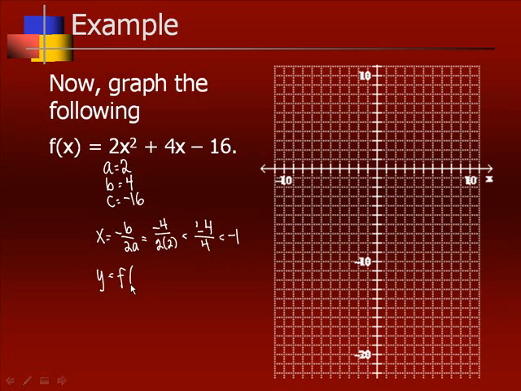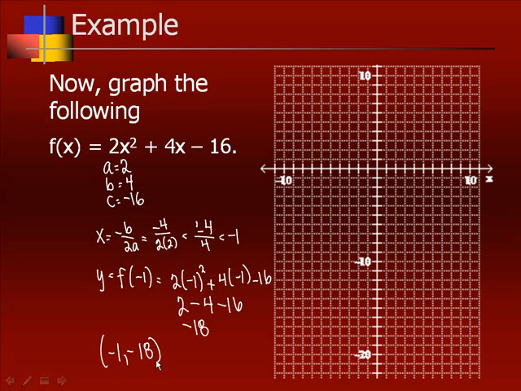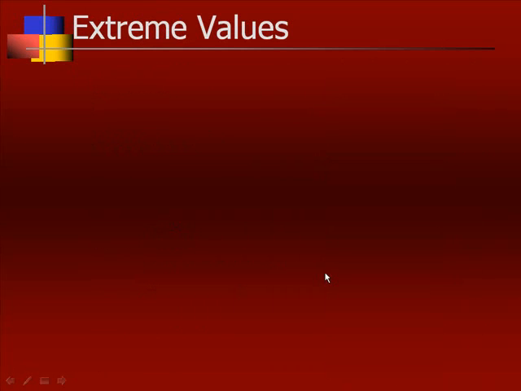The y value is f of negative 1, which means we're going to do 2 times negative 1 squared plus 4 times negative 1 minus 16. Well, negative 1 squared is 1, so 2 times 1 is 2. 4 times negative 1 would be negative 4, which would give us negative 18, so we know that our vertex is (negative 1, negative 18). Same graph as earlier, back 1, down 18, and then we throw in our parabola going up.